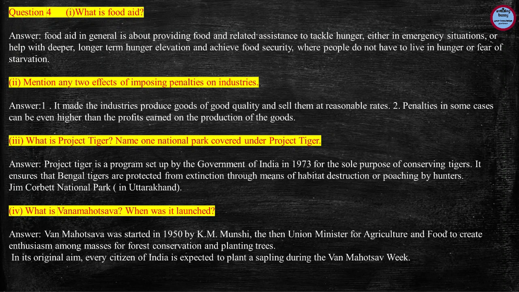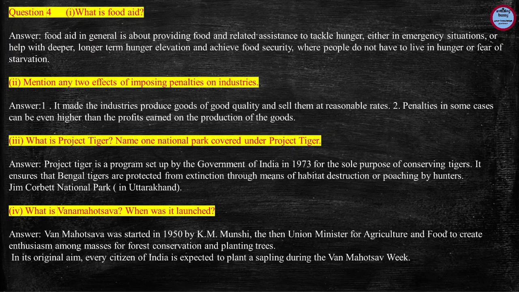Next question. Mention any two effects of imposing penalties on industries. And the answer is, it made the industries produce goods of good quality and sell them at responsible rates. And second one is, penalties in some cases can be even higher than the profits earned on the production of the goods.